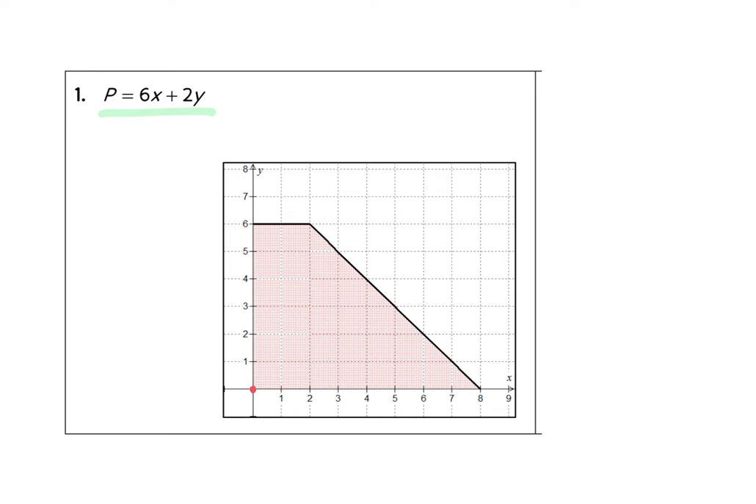Well, I have one right here. That is (0, 0). I have one right here. That is (8, 0). I have one right here. That is (2, 6). And I have one right here. That is (0, 6). All right? So once you have your feasible region graphed, you really just have to figure out your vertices, and then you're going to plug them into your objective function. And so that's what I did on that little handout that I showed you. I literally just plugged it in.